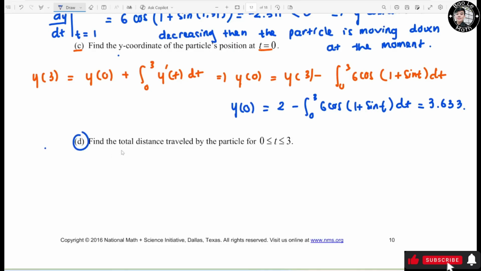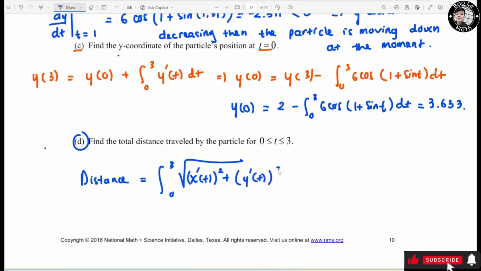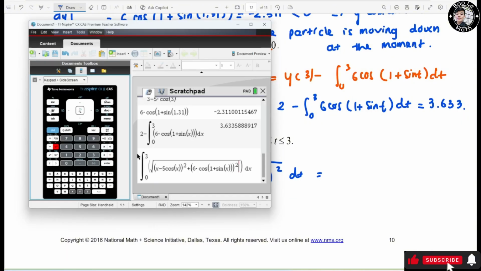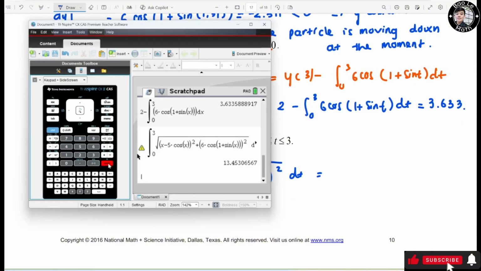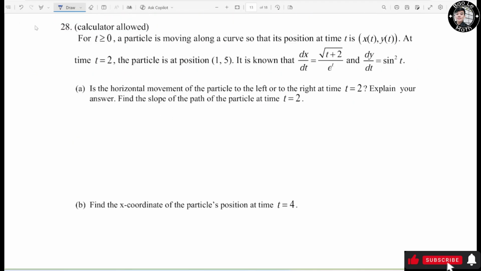Now question D. Find the total distance traveled by the particle for t between 0 and 3. So we have the distance equals the integral from 0 to 3 of square root of x prime of t altogether squared plus y prime of t altogether squared dt. Then press Ctrl Enter. It's going to be 13.453.